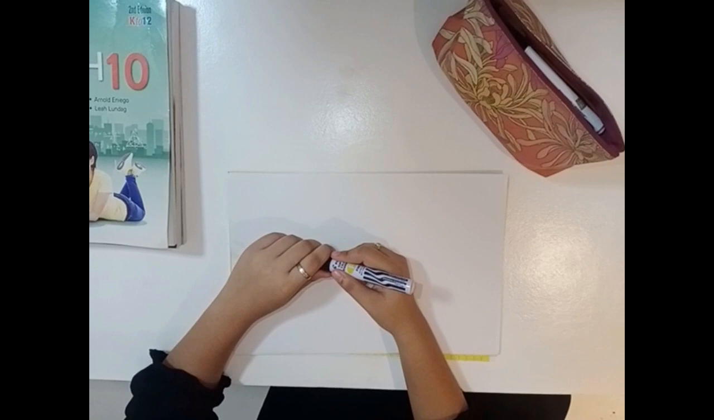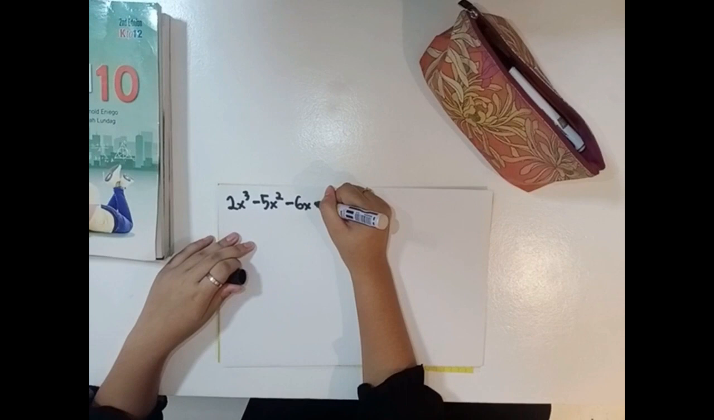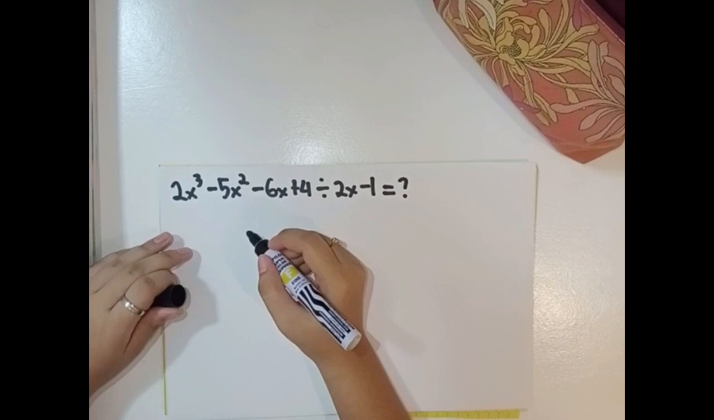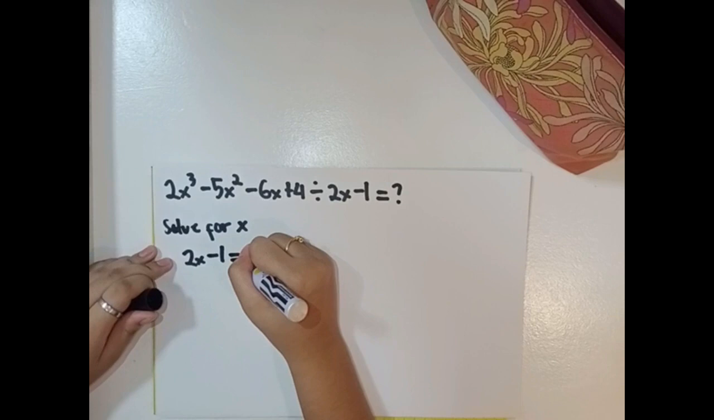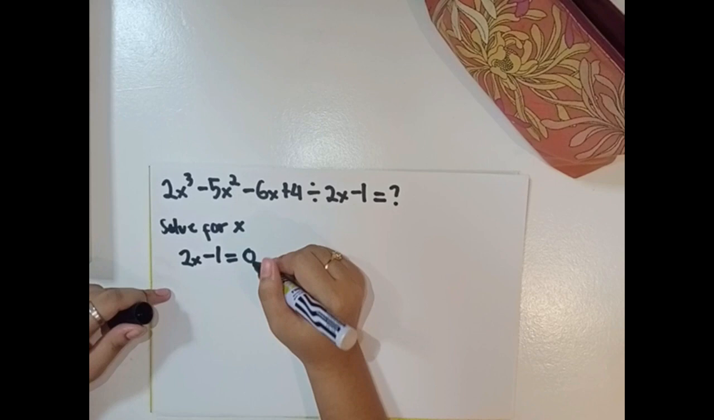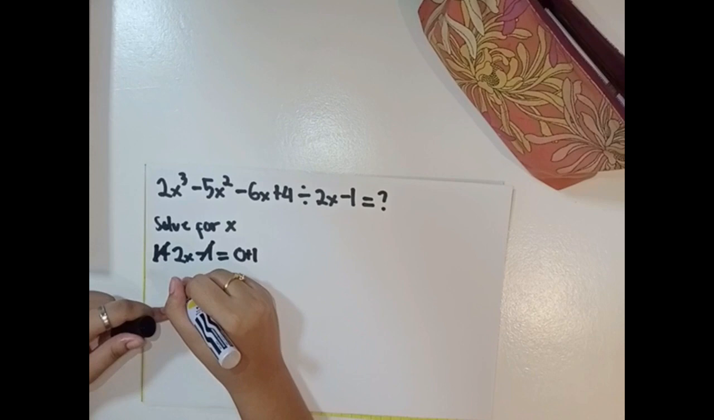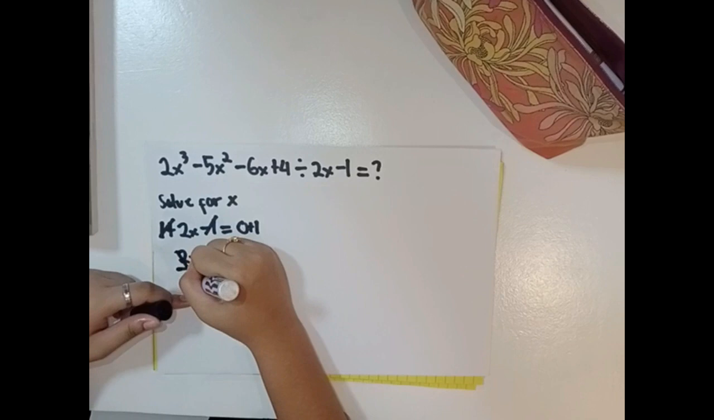2x cubed minus 5x squared minus 6x plus 4, divide 2x minus 1 is equals to unknown. First step, solve for x. 2x minus 1 is equals to 0. By using inverse operation of negative 1 is positive 1. So 2x is equals to 1. Divide both sides by 2. So we have x is equals to 1/2.